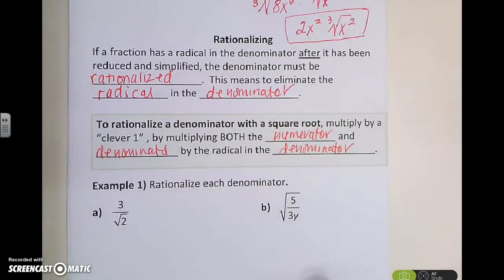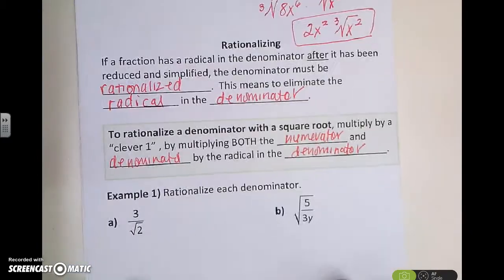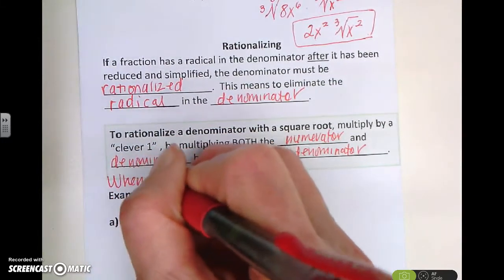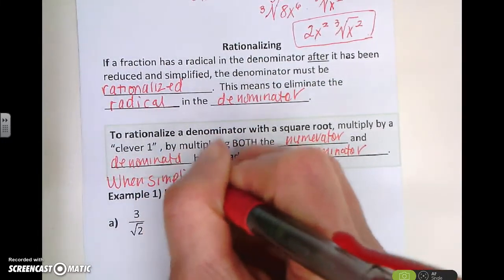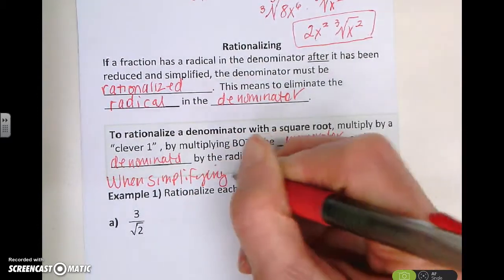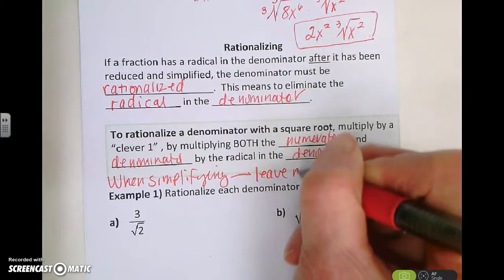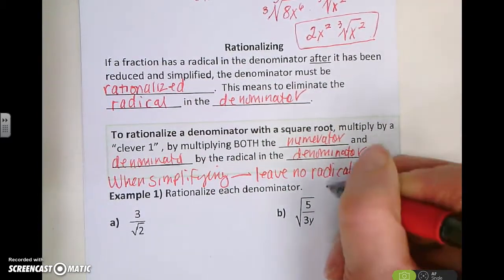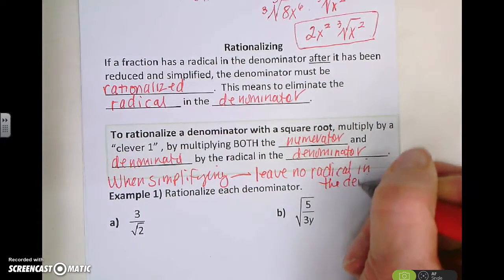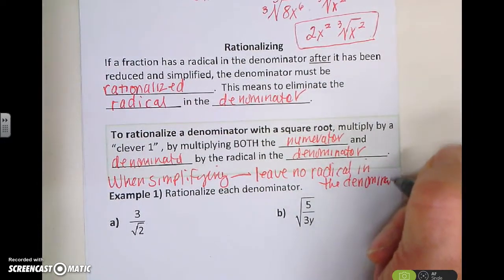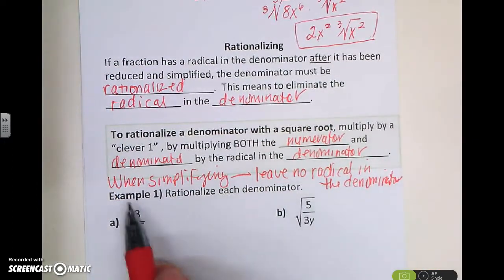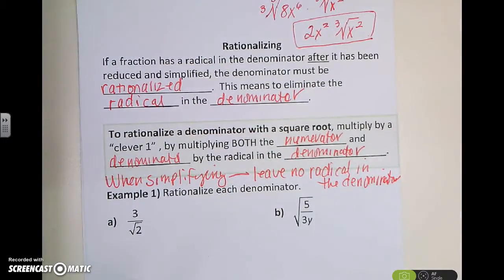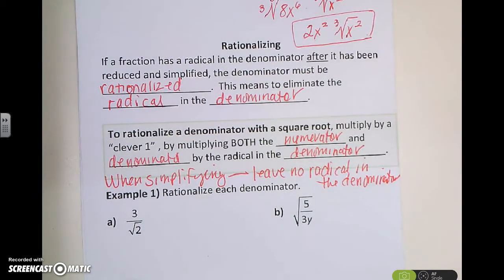I just realized I left out something which is important. When simplifying a radical, you can leave no radical in the denominator. So if you're told to simplify, you have to make sure that there is no radical in the denominator. I kind of left that little statement out. That's an important one. All right, so let's go with example 1.